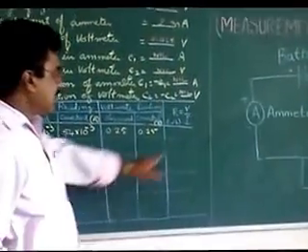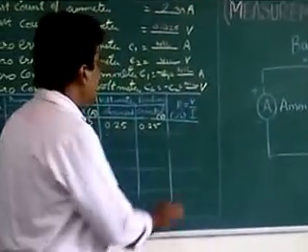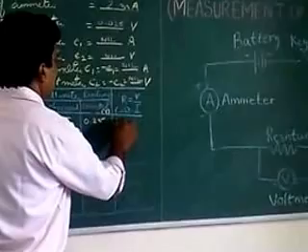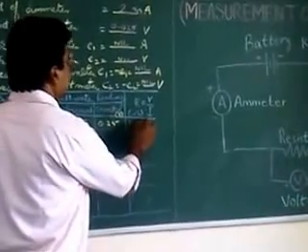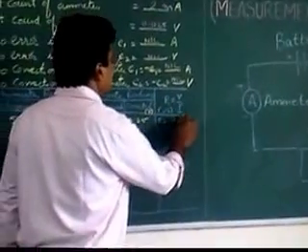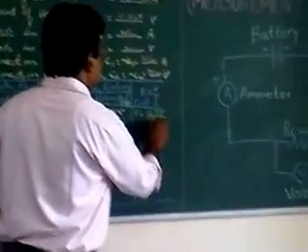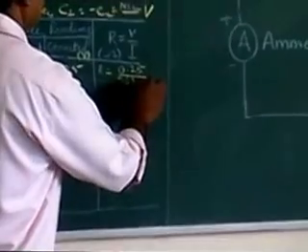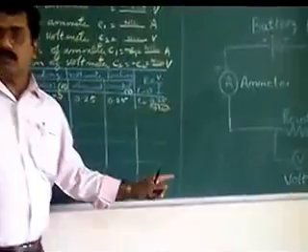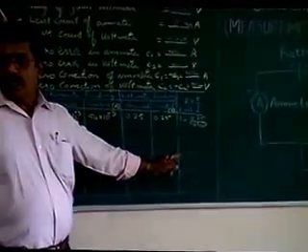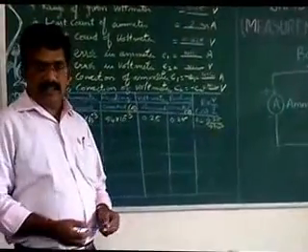Then we have to find out the resistance. To find the resistance R, voltage 0.25 divided by 54 into 10 to the power of minus 3. That you have to calculate and find out. Then you have to take the next reading.